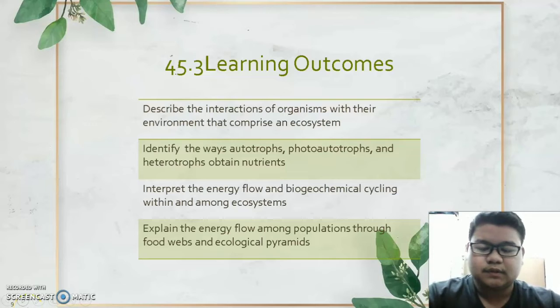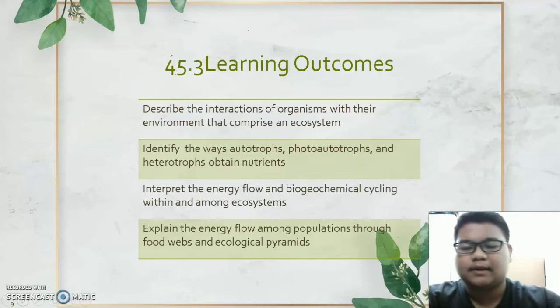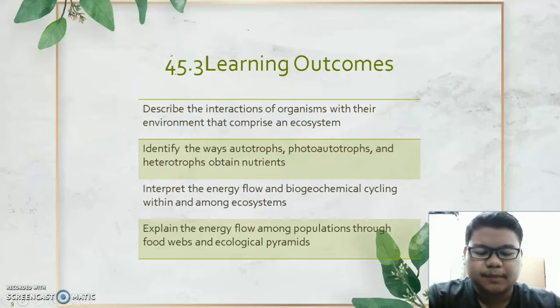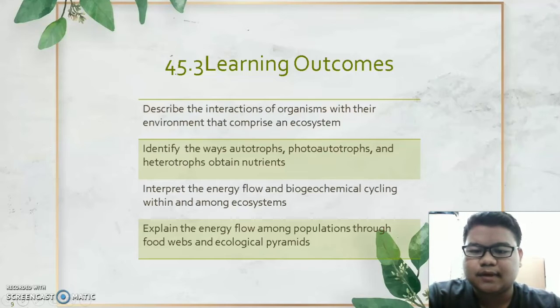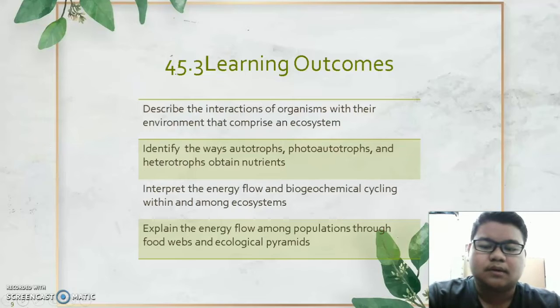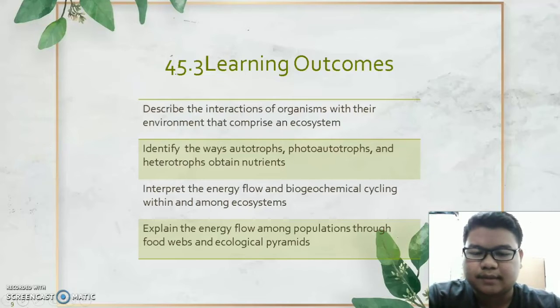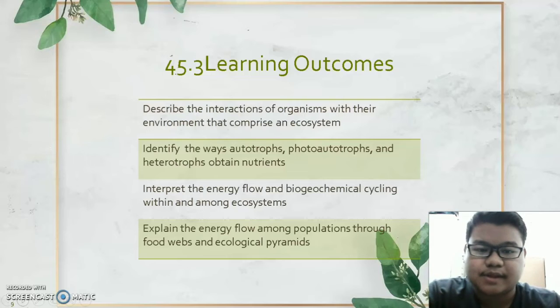Okay, now we are going to talk about topic 45.3, the dynamics of an ecosystem. This topic has four learning outcomes. The first one is to describe the interactions of organisms with their environment that comprise an ecosystem. The second is to identify the way autotrophs, photoautotrophs and heterotrophs obtain nutrients. The third is to interpret the energy flow and biogeochemical cycling within and among ecosystems. The fourth and last is to explain the energy flow among populations through food webs and ecological pyramids.